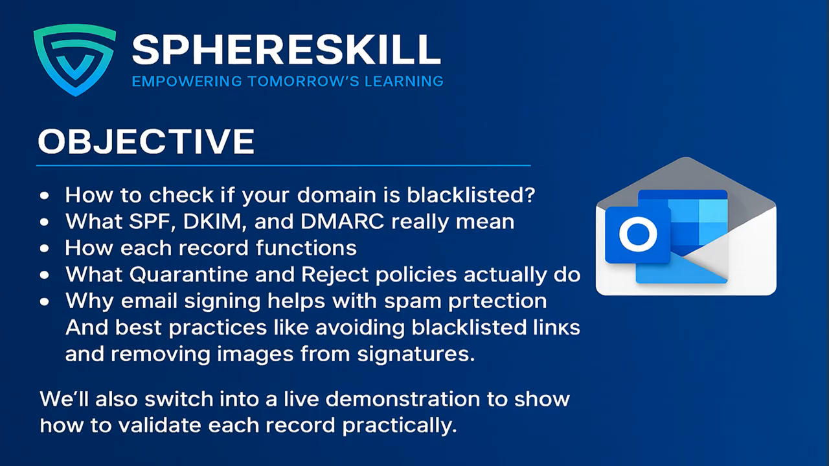Let us see what our today's objective is. In this video, we will cover how to check if your IP or domain is blacklisted, what SPF, DKIM and DMARC really mean, how each record functions, what quarantine and reject policies actually do, why email signing helps your spam protection, and best practices like avoiding blacklisted links and removing images from the signature. See, this signature is your email signature, what you add at the tail of your email, and signing email is something different, which we will see here.